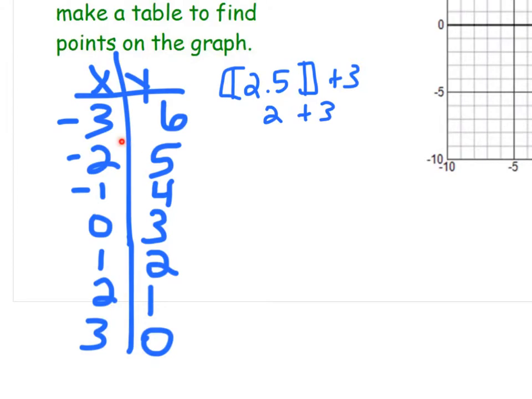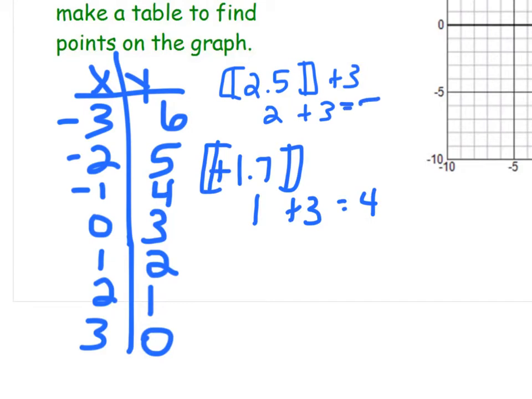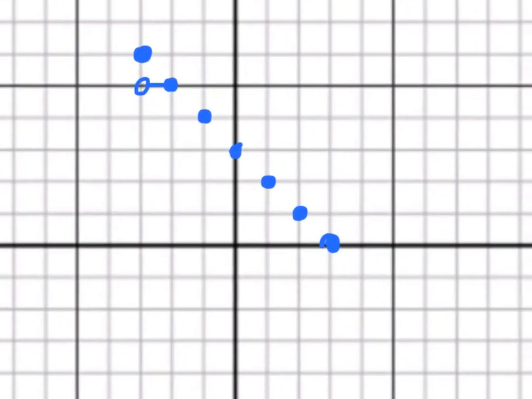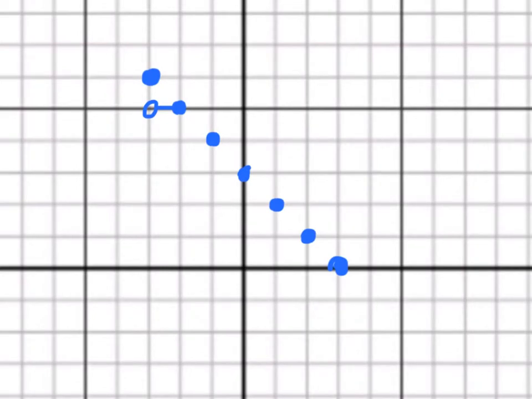Now if I choose a value between negative 1 and negative 2, like negative 1.7, it changes to positive 1.7, which rounds to a 1, plus 3 is 4. So values between negative 1 and negative 2 are actually 4. If you notice, this is a little different. It's open to closed this time instead of closed to open.